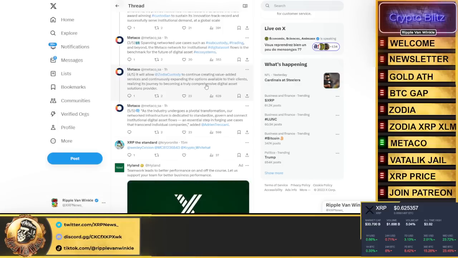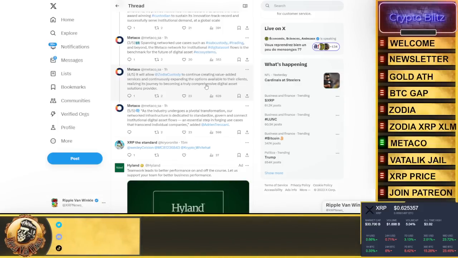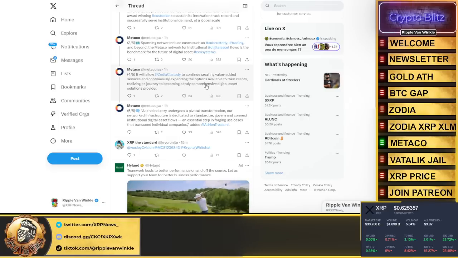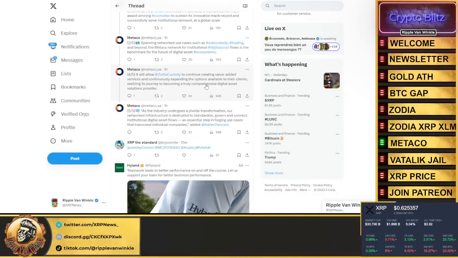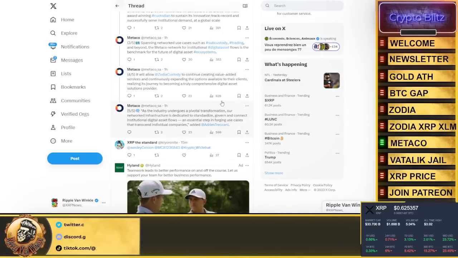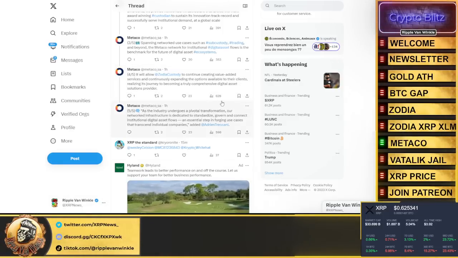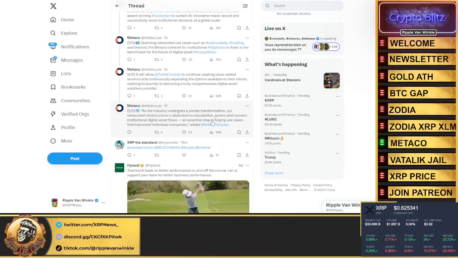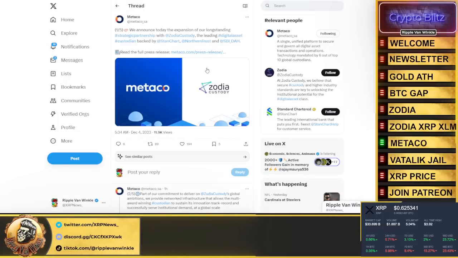As the industry undergoes a pivotal transformation, our network infrastructure is dedicated to standardize, govern, and connect institutional digital asset flows. So what are they doing? It's very simple. They are connecting the institutional digital asset flows. This is a step in the right direction.